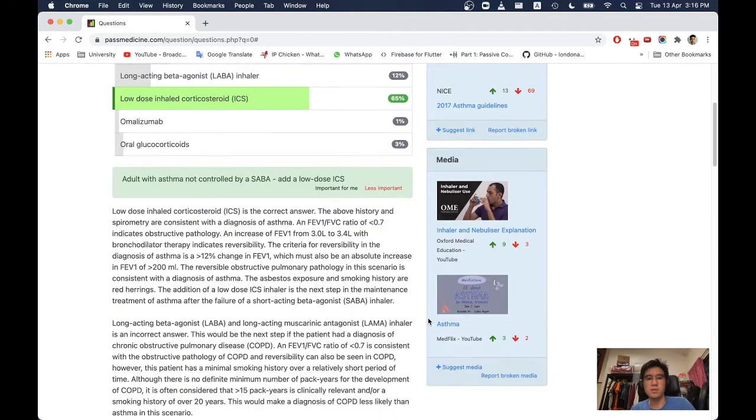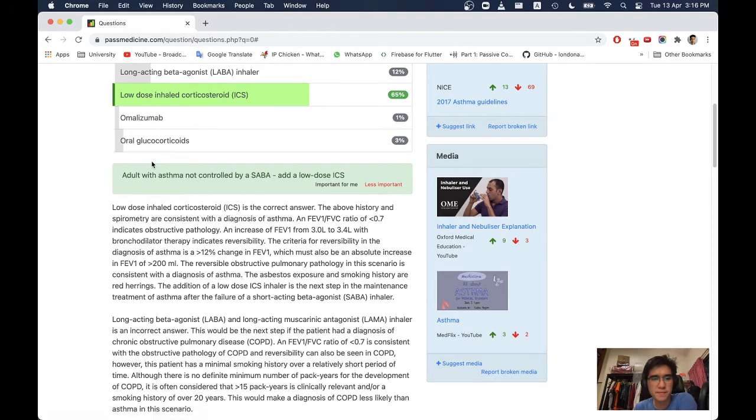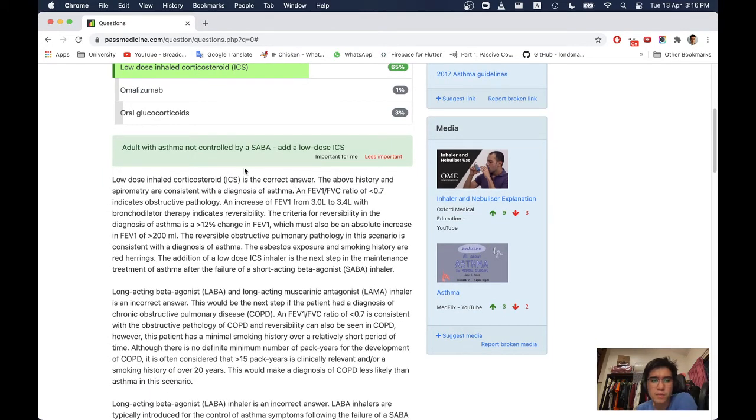Okay, so let's look at the explanation. Adult with asthma not controlled by a SABA: a low dose ICS. Low dose inhaled corticosteroid ICS is the correct answer. The history and spirometry are consistent with diagnosis of asthma. FEV1 FVC ratio of less than 0.7 indicates obstructive pathology. An increase of FEV1 from 3.0 to 3.4 liters with bronchodilator therapy indicates reversibility.